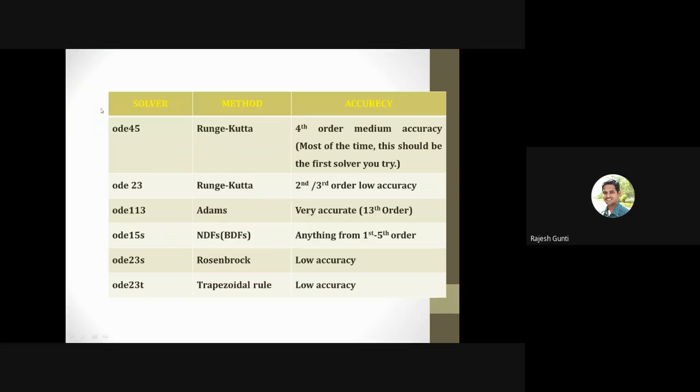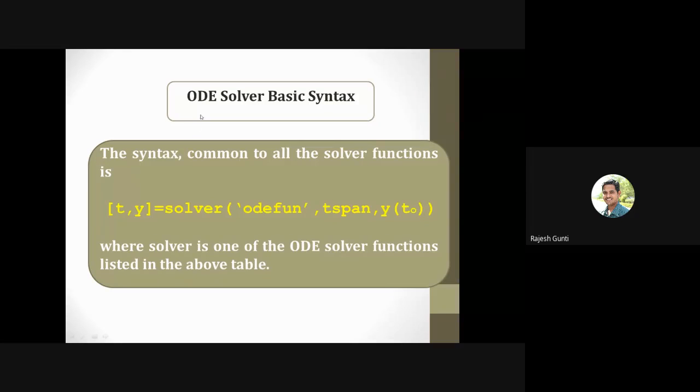MATLAB provides different solvers depending upon the method. ODE45 is based on the Runge-Kutta fourth order method. ODE23 is based on the Runge-Kutta method. ODE113 is based on the Adams method, like that. Using these solvers, we solve ordinary differential equations. The syntax is like this: solver. We can use ODE45 or ODE113, depending upon your differential equation.